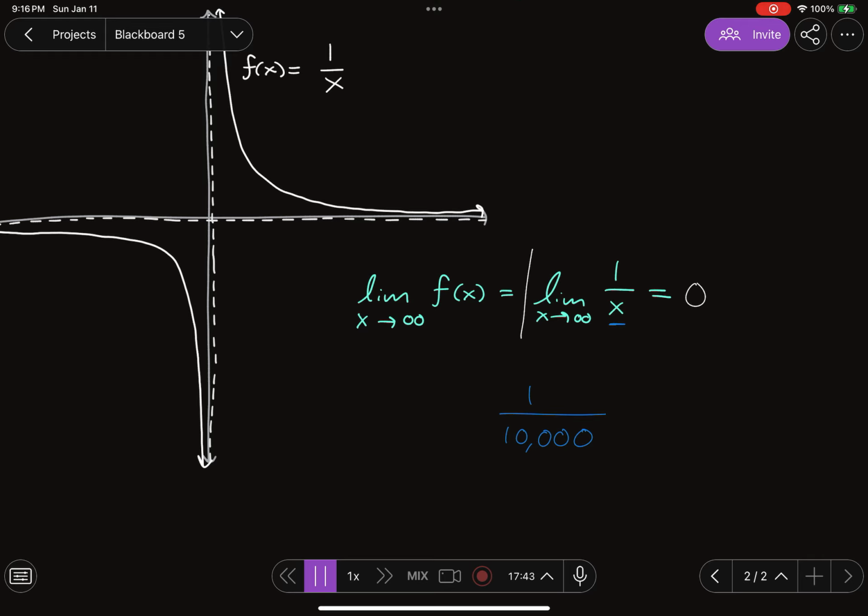This is something that we just have to know instinctively. So the limit of 1 over x as x approaches infinity is equal to 0. That indeed should be proven. If I have time in this week's bonus video, maybe I'll prove that, but hopefully it's at least intuitively true.